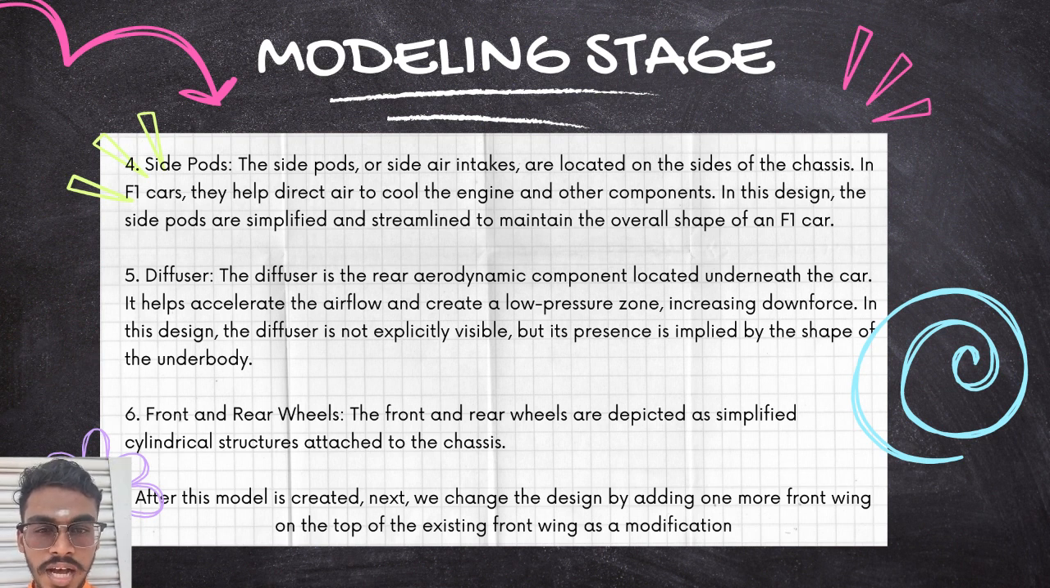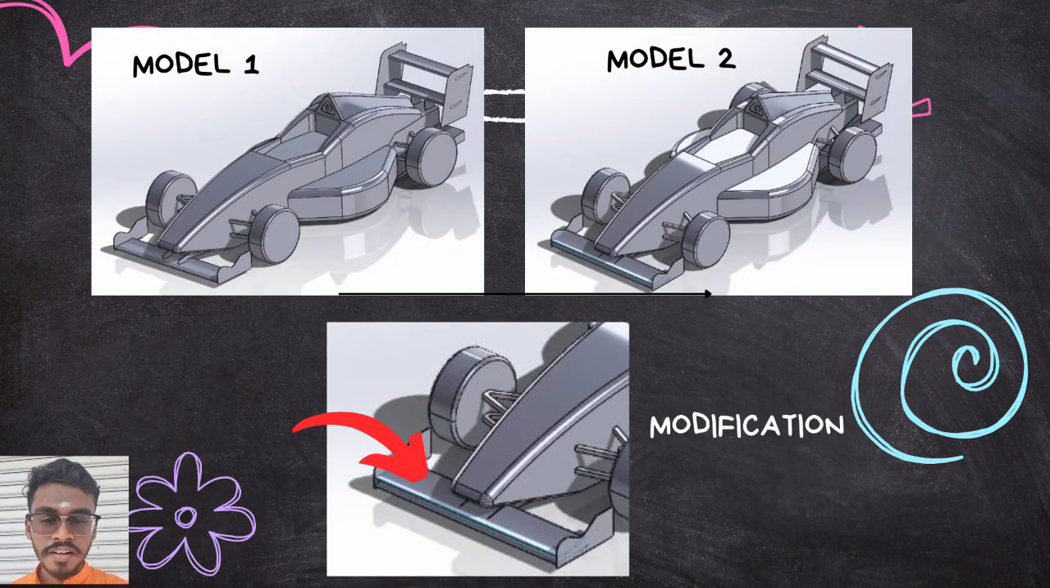It helps to accelerate the air and create a low pressure zone underneath the body of the car. In the design, the diffuser is not exactly visible, but its presence is amplified by the shape of the underbody. Lastly, the front and rear wheels are depicted as cylindrical structures attached to the chassis. For the modification part, we add some layers to the front wing to decrease the angle of attack.